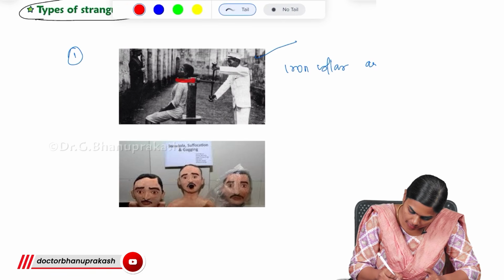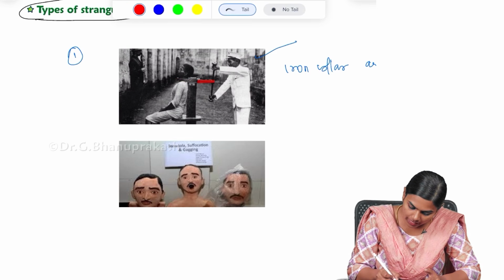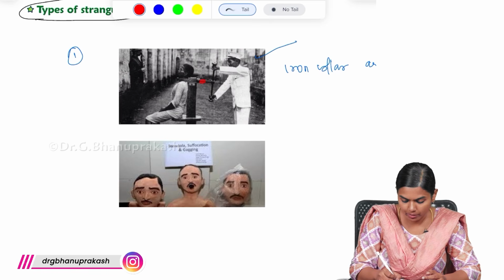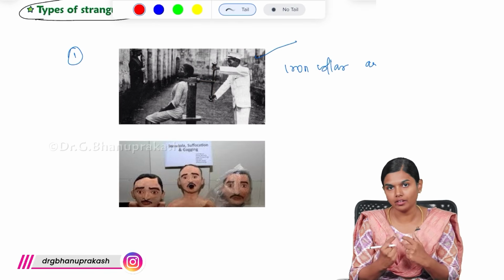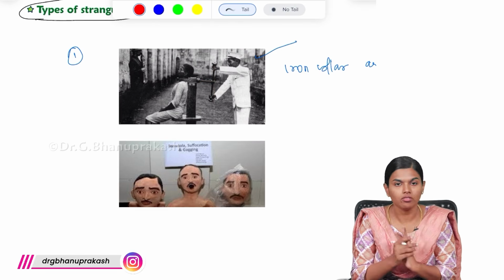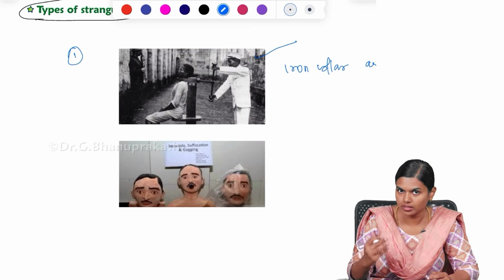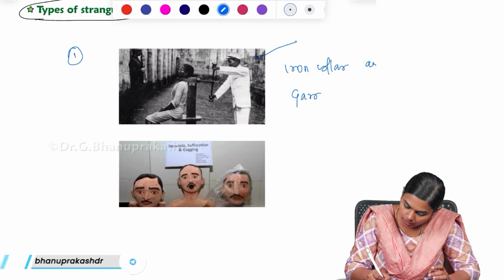See this, there will be an iron collar around the neck and they will tighten the collar using a rod. So like there will be a separate rod which will be used to tighten this iron collar. This type of mechanical asphyxia, it is known as what? This is a very famous type. This is known as garroting.